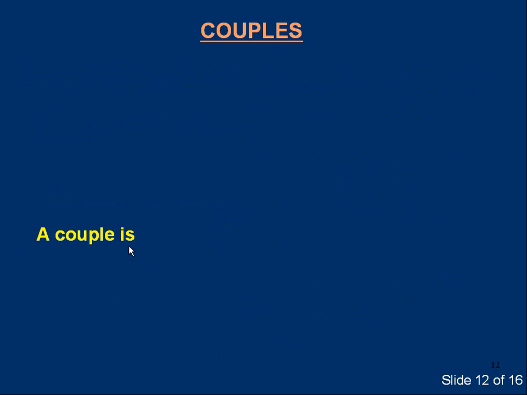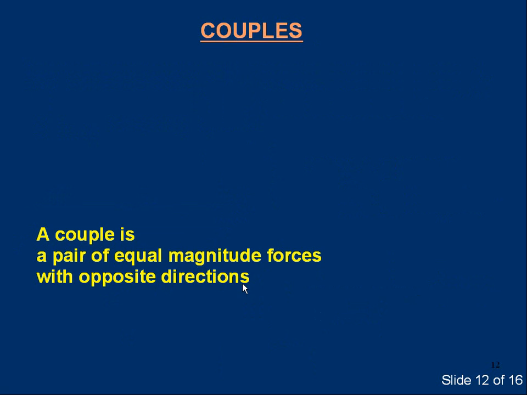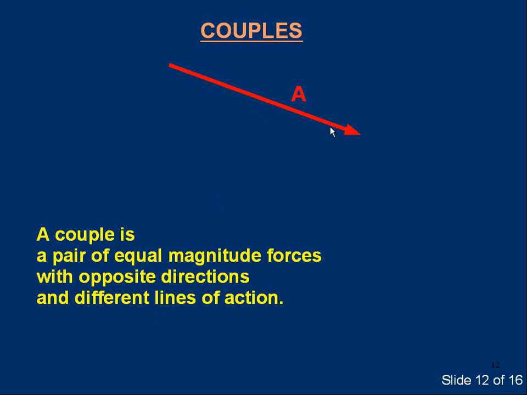What is a couple? Well, in physics and mechanics and engineering, the word couple has a special meaning. A couple is a pair of equal magnitude forces with opposite directions and different lines of action. Let's draw that to make sure we understand what it means. So we've got a force, call it A, and another force of the same magnitude, the same size, but the opposite direction. And they have different lines of action, so there's a gap between their lines of action. That pair of forces satisfying these conditions is called a couple.